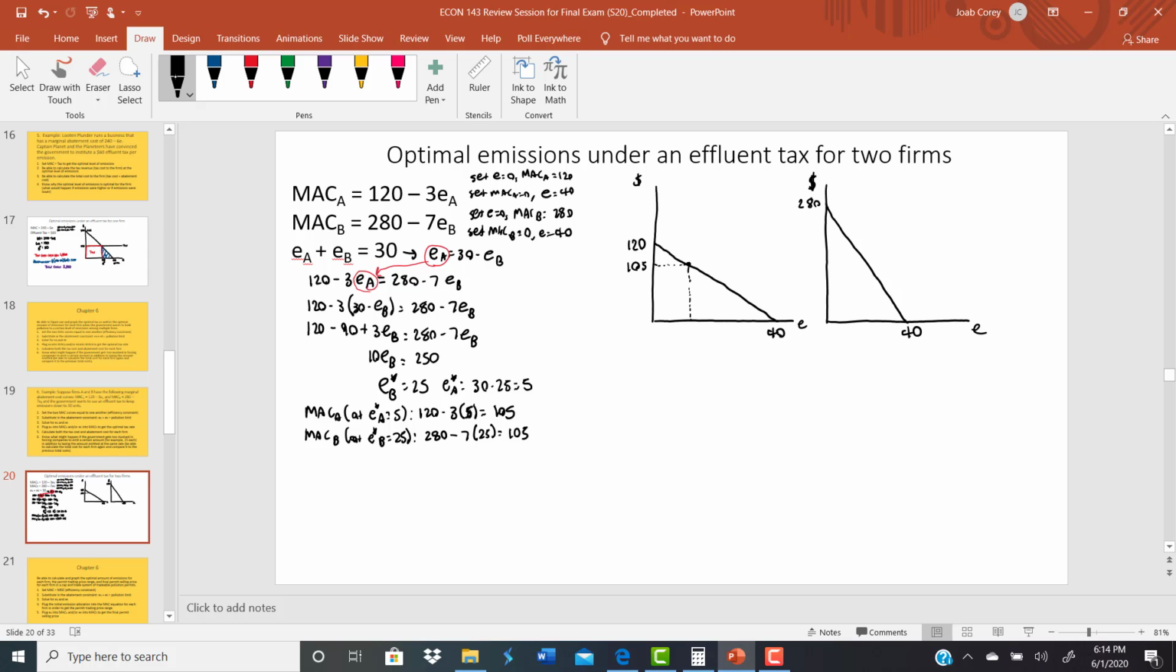Where it hits firm A here, that's going to be our 5, or E star sub A. Where it's going to hit firm B over here, that's going to be 25, or E star sub B. Right, again, this is our graph here for firm A. This is our graph here for firm B. Right, this is our marginal abatement cost curve for firm A. This is our marginal abatement cost for firm B. Make sure we get everything labeled.